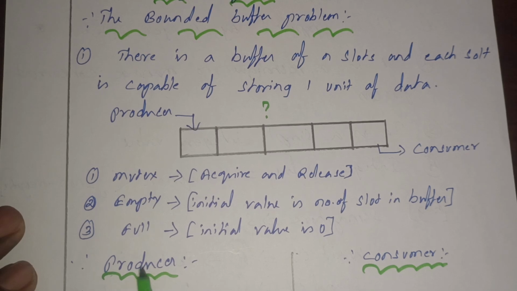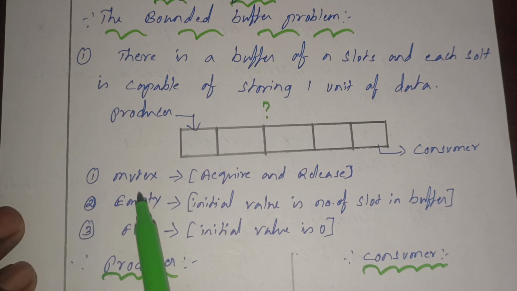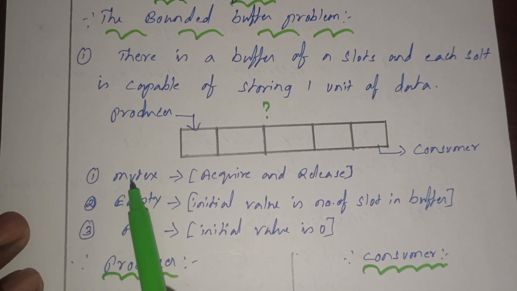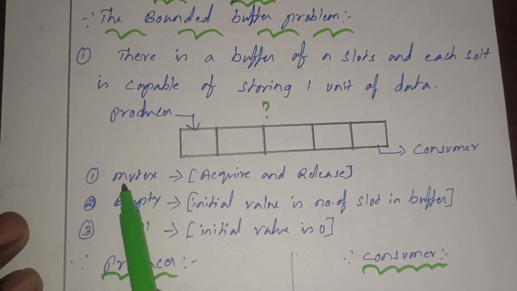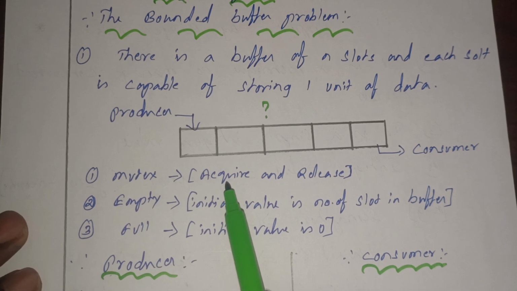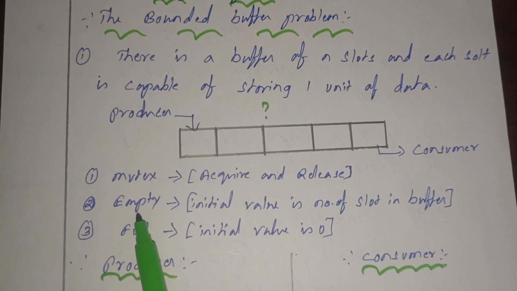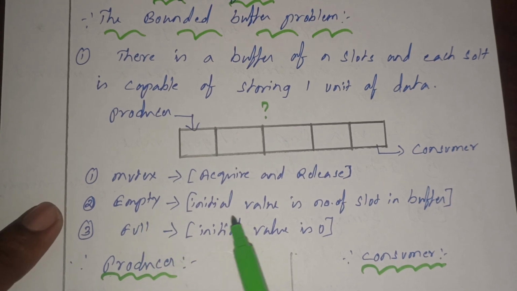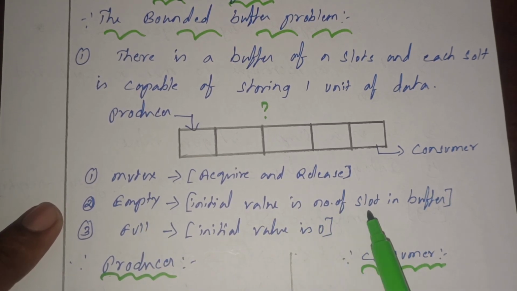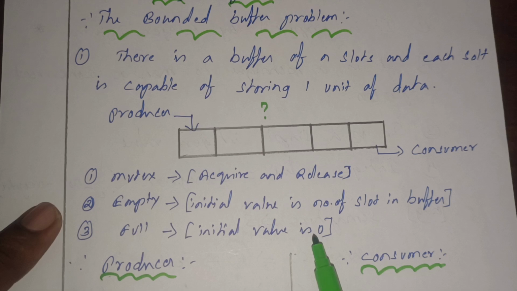Let's see, for example, we have mutex, empty and full. Mutex is basically mutual exclusion. MUT stands for mutual, EX stands for exclusion. It is used either to acquire or to release. Empty is, initially, the value is the number of slots in the buffer. Full, initially, the value is 0.